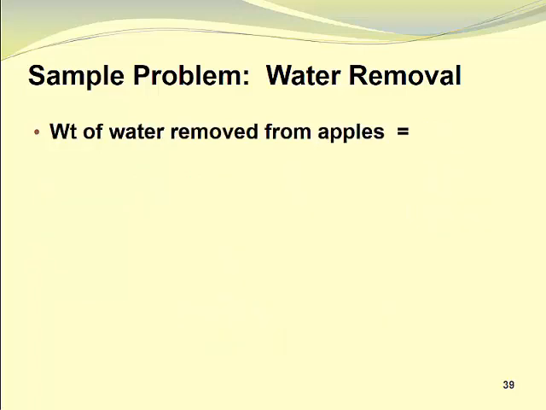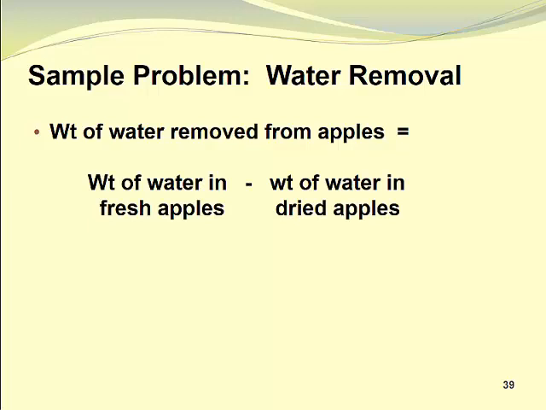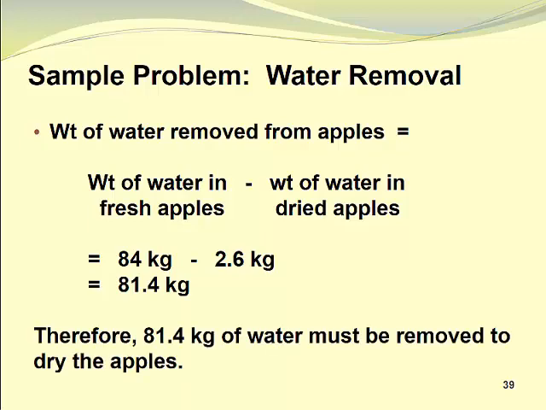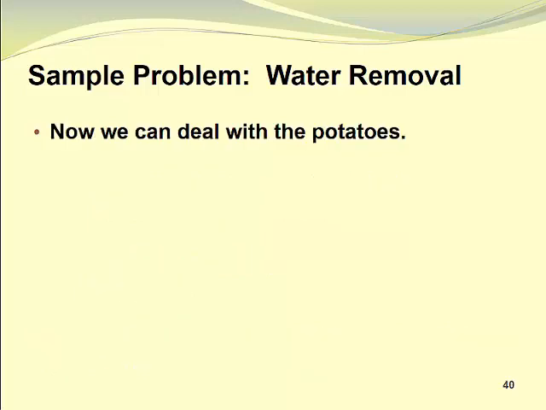The weight of water removed from the apples will be equal to the weight of the water in the fresh apples minus the weight of water in the dried apples, and substituting the corresponding values gives us 81.4 kilograms of water that must be removed to dry the apples. Now we can deal with the potatoes.